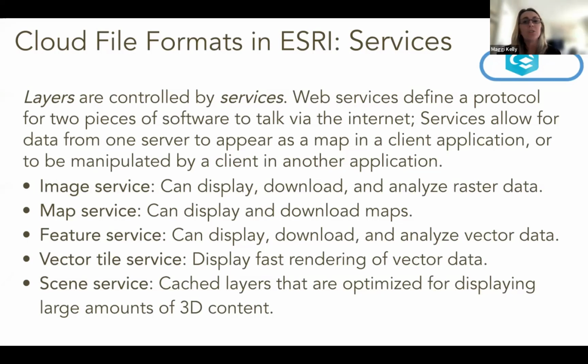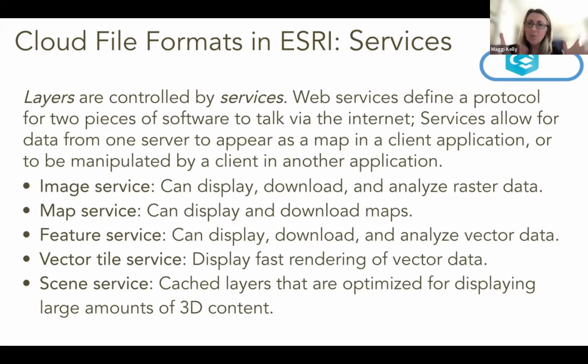And services just define the protocol that says, for one piece of software, I've got this layer here, you can do certain things with it. And the other piece of software says, great, I'm going to grab that and show it on my client application. And so services can constrain. An image service, you can display it, you can download it, you can analyze the raster data. A map service, you can display it and you can download maps. A feature service, you can display it, download and analyze it.